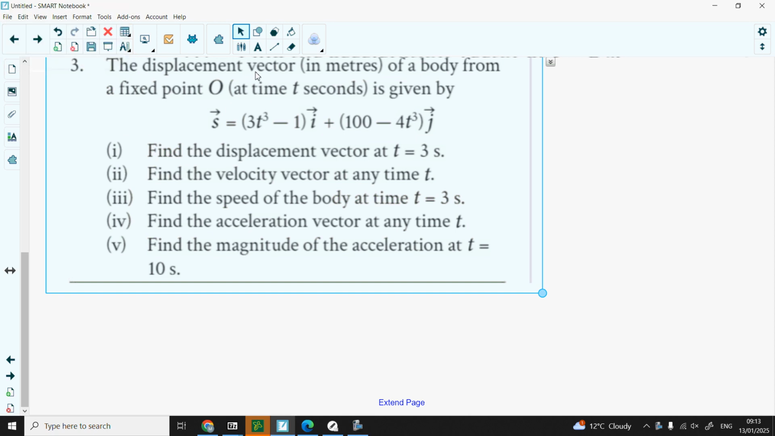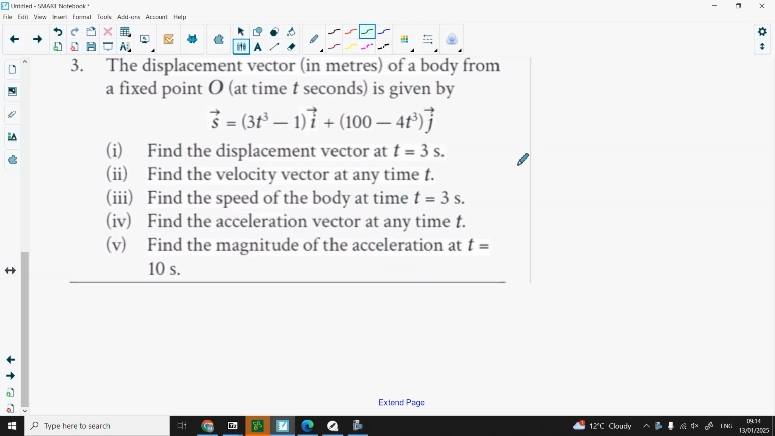The displacement vector in meters of a body from a fixed point O at time t is given by the following formula: S equals 3t cubed minus 1, i, plus 100 minus 4t cubed, j. You could put that in your table function, couldn't you? You could put both of them separately into your table function. You could put down f of x is 3x cubed minus 1, and then you could also put down g of x is 100 minus 4x cubed.